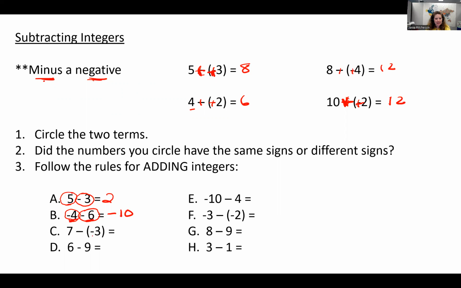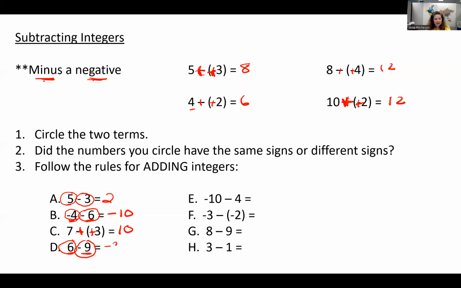Letter C, I see minus a negative. So before I do anything, I'm going to do bam, bam with my pencil. And then I just have 7 plus 3. 7 plus 3 is 10. Letter D, I see a 6 and I see a -9. 6 minus 9, different signs. There's more negatives than positives.